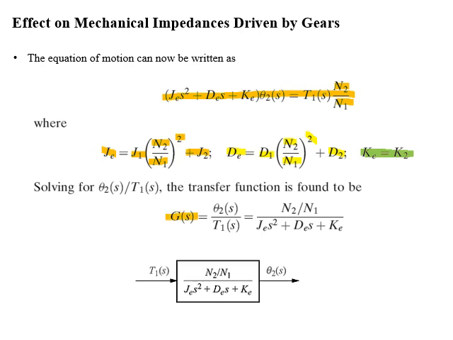Now solving this equation for our desired transfer function theta 2(s) over T1(s), we will get G(s) equal to (N2 over N1) divided by (J equivalent s^2 + D equivalent s + K equivalent). And this can be represented in block diagram form where input is T1(s) and output is theta 2(s).